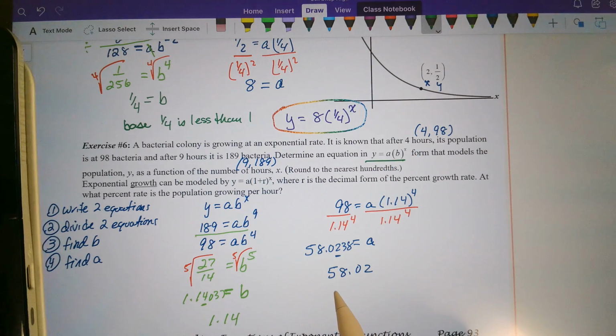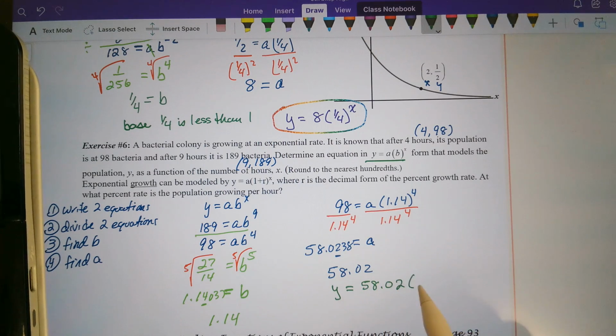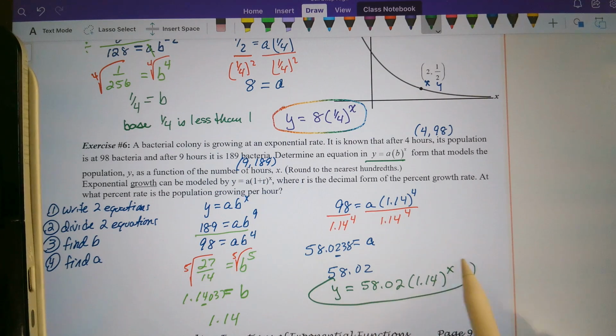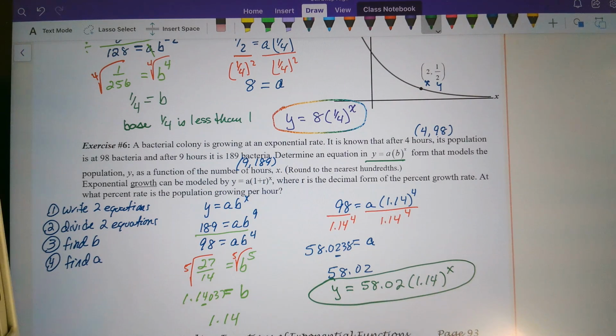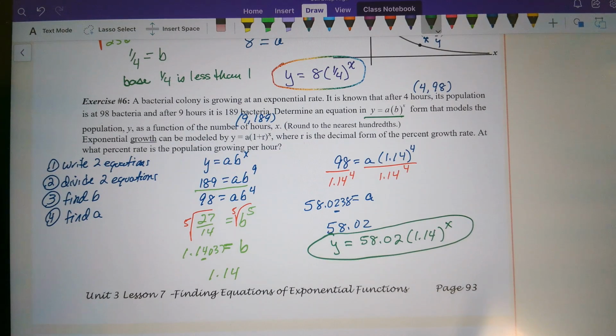Our equation is y equals 58.02 times 1.14 to the x. This is our equation. And the last piece of this says the exponential growth can be modeled by y equals a times 1 plus r to the x. You had this formula back in Algebra 1, where r is the decimal form of the percent growth rate. At what percent rate is the population growing per hour?